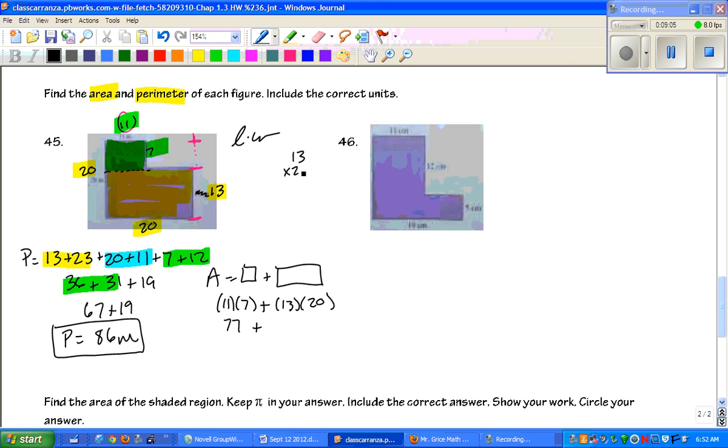Remember, you should not be using a calculator. If you can't figure this out in your heads, we're going to be using multiplication charts. So 77 plus 13 times 20. If you don't have your multiplication chart, I'm just going to do the side work right here because I don't have mine in front of me. You're going to get 260. 260 plus 77. Area equals 337 meters squared.